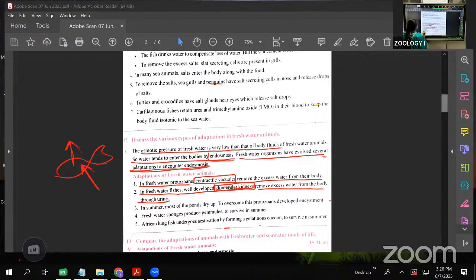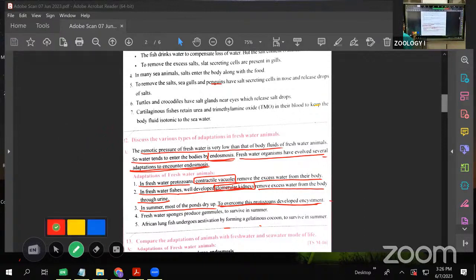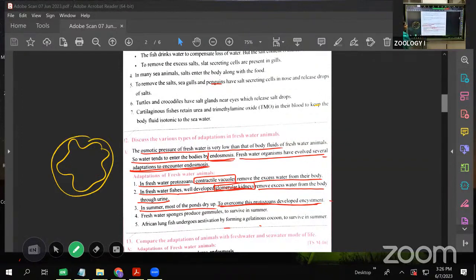Next one, in summer, most of the ponds dry up. To overcome that, protozoans undergo cyst formation. Water is less at that time, so to escape those conditions, for example an amoeba, a cyst will be formed surrounding it. Because the water has dried up, when the water reappears again, they come out. In summer, most of the ponds dry up. To overcome that, protozoans develop encystation, meaning they form a cyst.